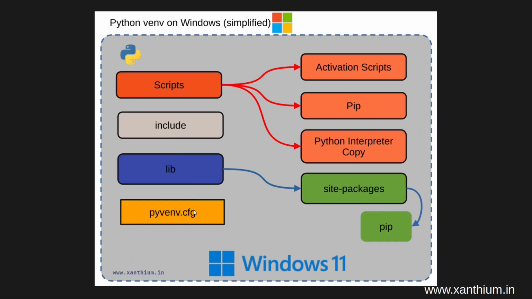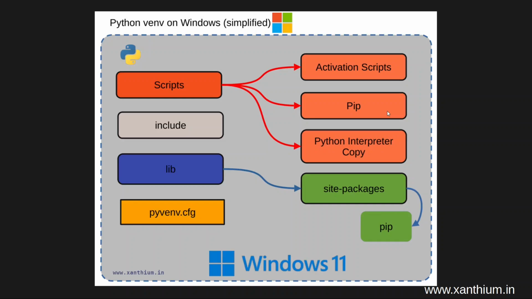So inside the VENV environment, you can have these particular folders. This is the main one, the scripts folder. It will contain the activation scripts. These are actually batch files or PowerShell scripts, which are used to turn on and off the virtual environment. So they are called activation scripts. You can also find a copy of the Python interpreter inside the scripts folder, this one. And you can also find a pip installer inside the scripts one.